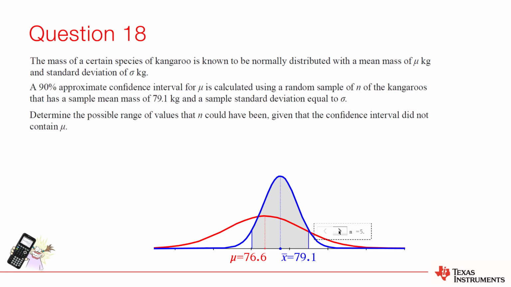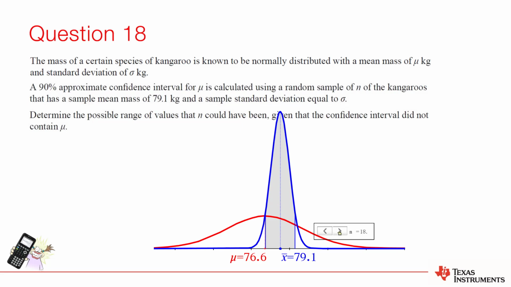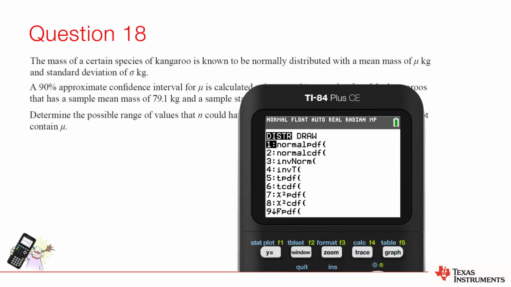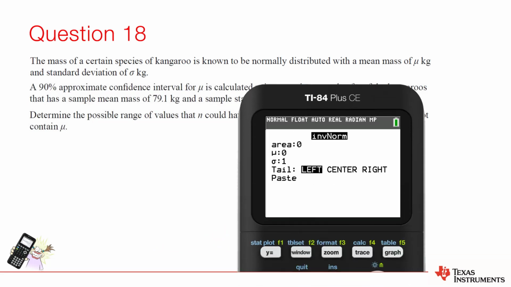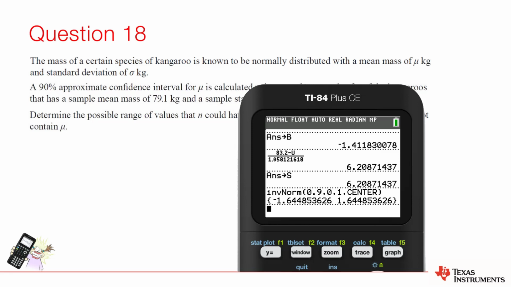As I change the size of my sample, the shape of the distribution changes because it's causing the standard error to change. The larger sample produces less variation about the mean. So, for a certain value of n, we see that our sample will no longer contain the population mean. We can use the inverse normal distribution to see that a 90% confidence interval is the region corresponding to plus or minus 1.64485 standard deviations from the mean.